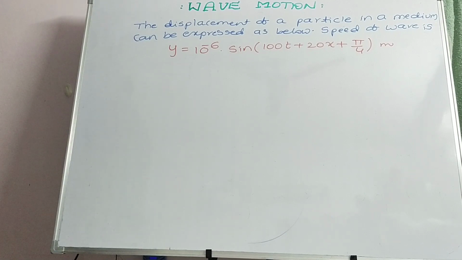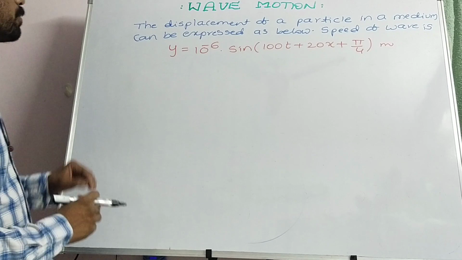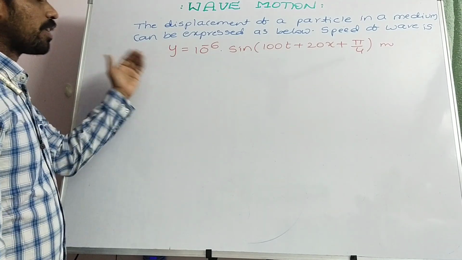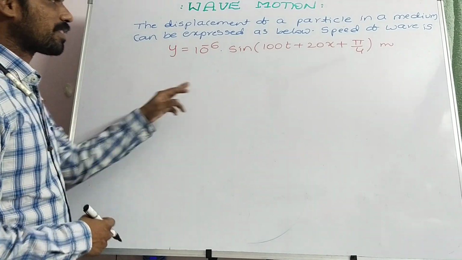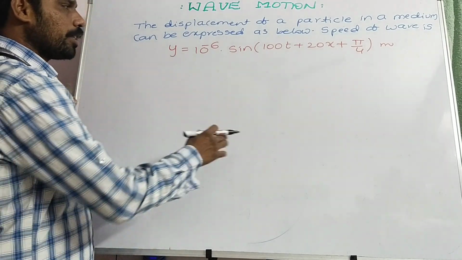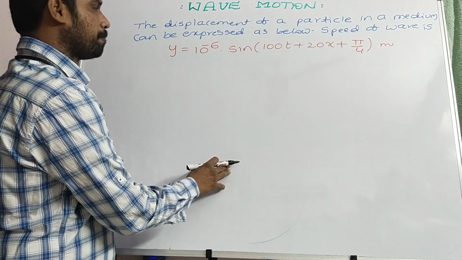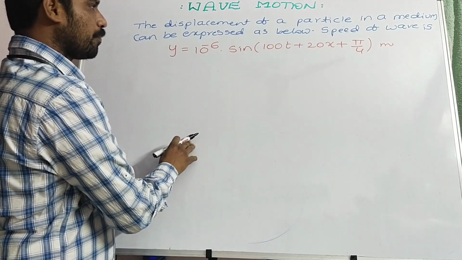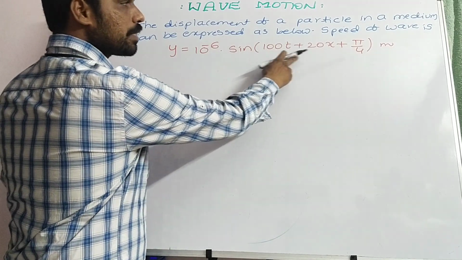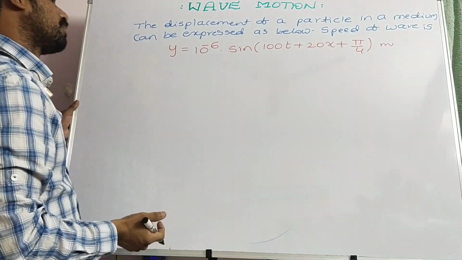Wave motion. So here the problem is given. The displacement of a particle in a medium can be expressed as y is equal to 10 power minus 6 sine (100t plus 20x plus pi by 4) meter. Then find the speed of the wave, if t is in seconds and x in meter.